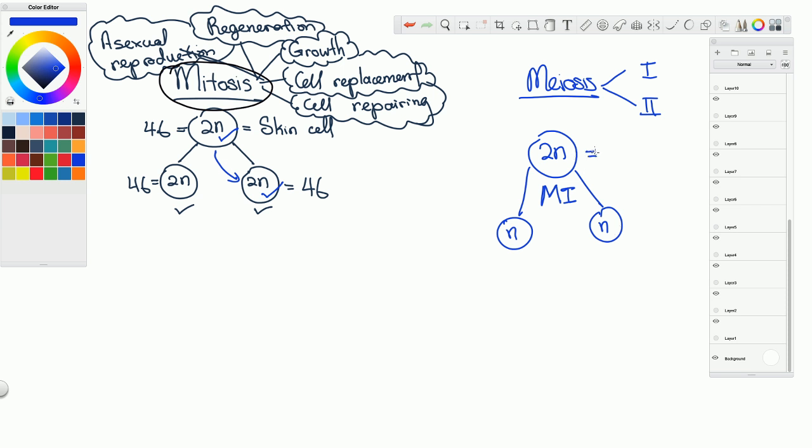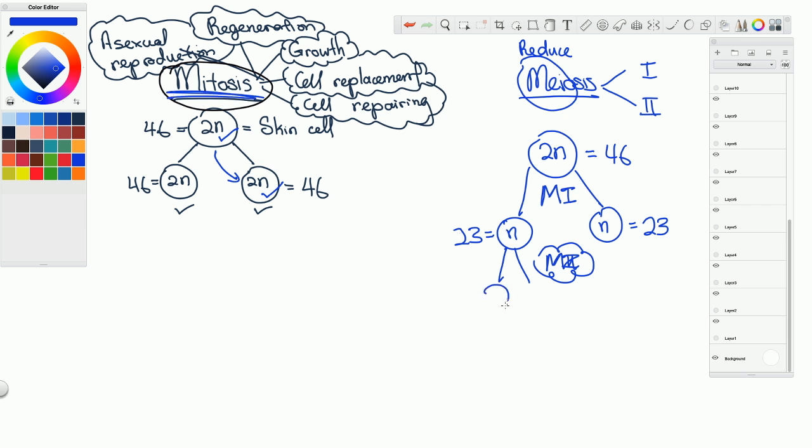Let's say for humans we have 46 chromosomes. The new cells only have 23 chromosomes each, so it's reduced into half. The word meio means reduce: reduce the number of chromosomes into half. Then it is followed by meiosis 2. Meiosis 2 is similar to mitosis. Starting with 23, ending also with 23 chromosomes, meaning before and after are the same.